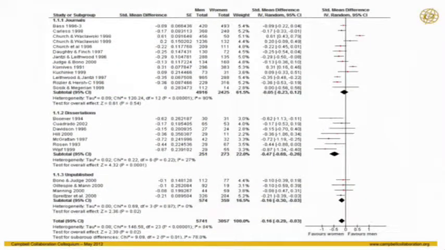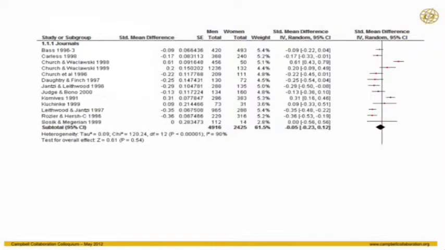Next slide. So here are journal articles. We have a mean effect down here. This subtotal line that's bolded gives us our overall summary. The mean is about negative 0.05. The confidence interval ranges from negative 0.23 to 0.12. So it catches zero.